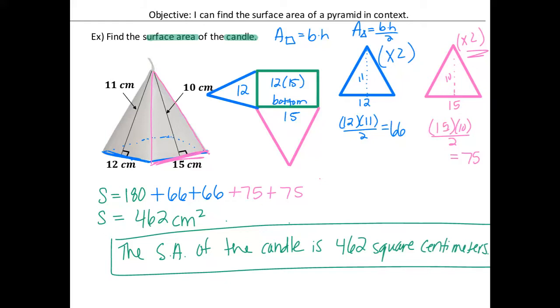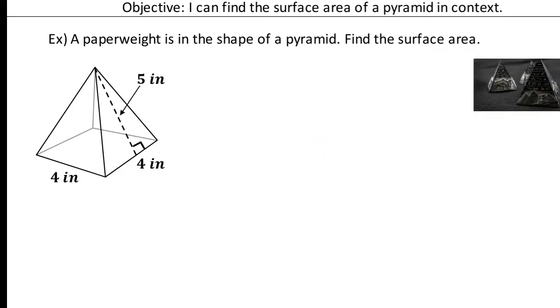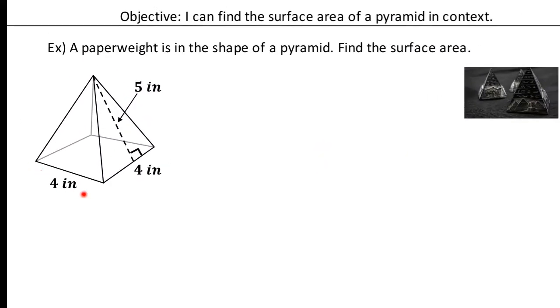All right, so let's look at our next example. Because our next one, what do you notice about the next one? Well, there's a 4 and a 5. I'm not sure what you need to plug in. You probably have a box or something, a missing side. So this one has a base of 4 and a height of 5.